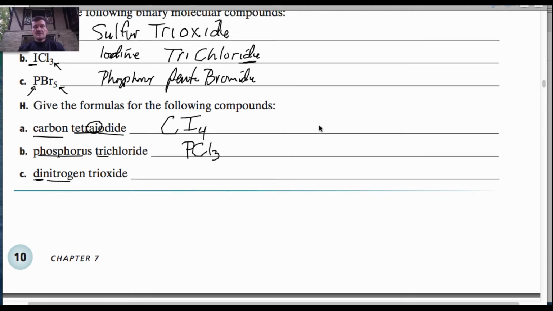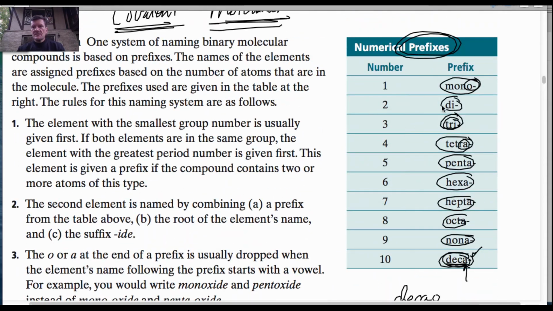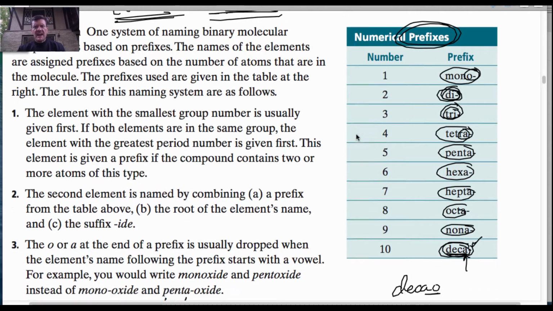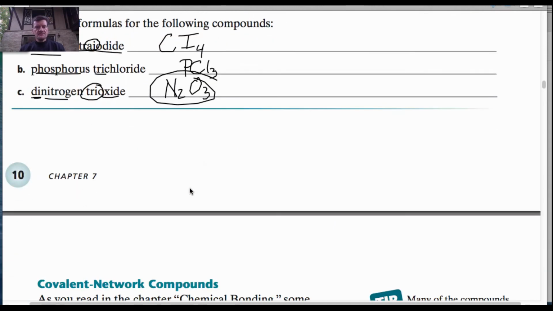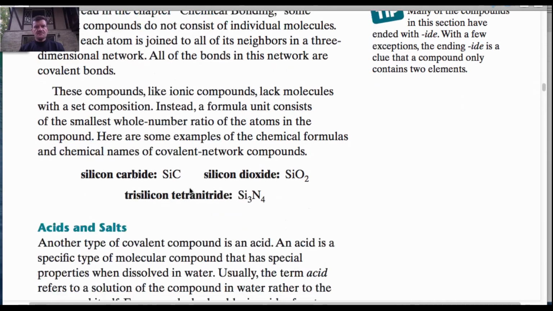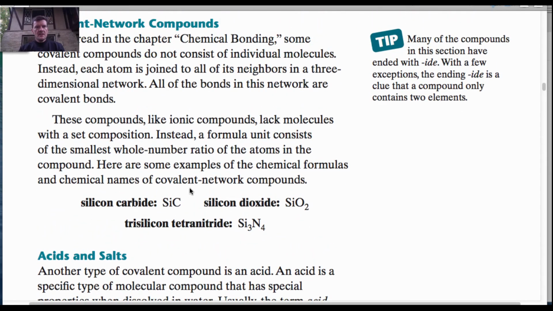Dinitrogen. Okay? 2 is di. I might have said bi before. It's di. Okay? Dinitrogen. There's 2 of them. Trioxide. Done. See how easy that is? That's really easy. Okay?